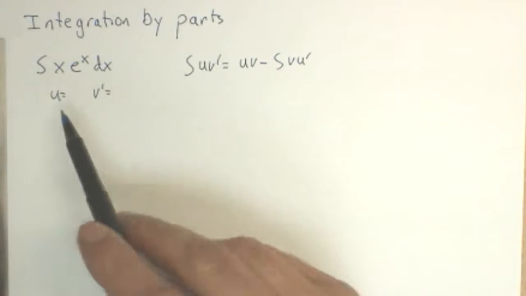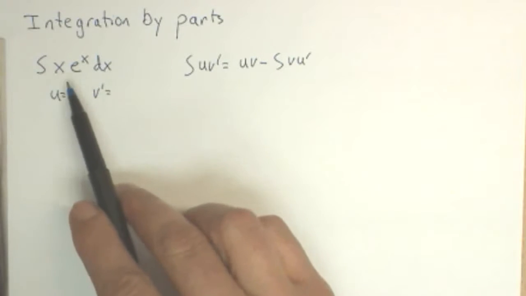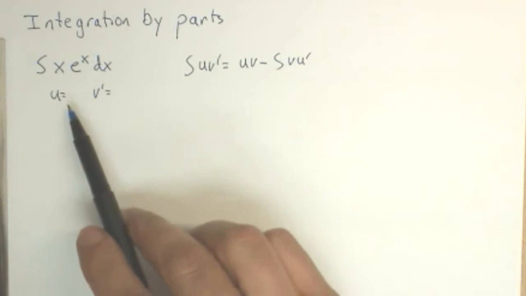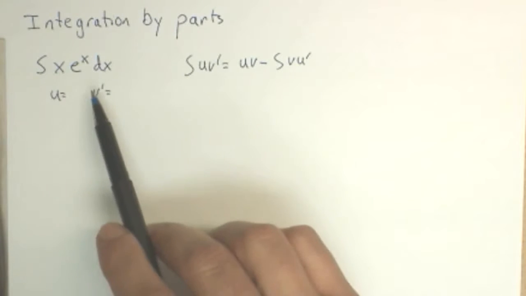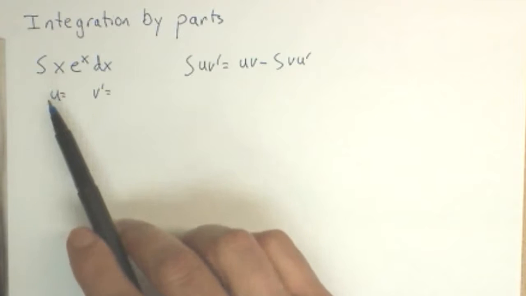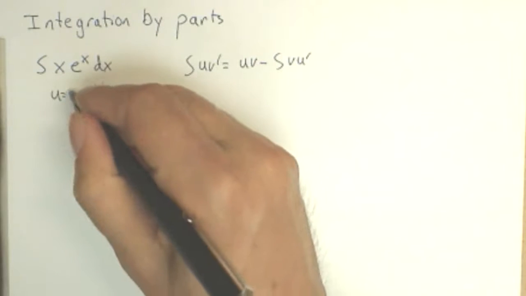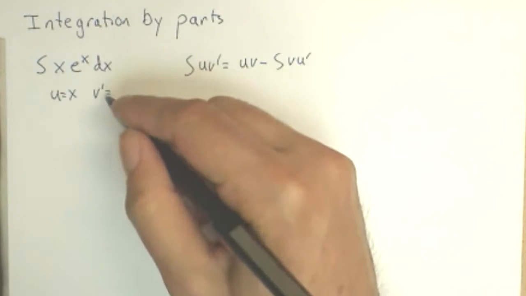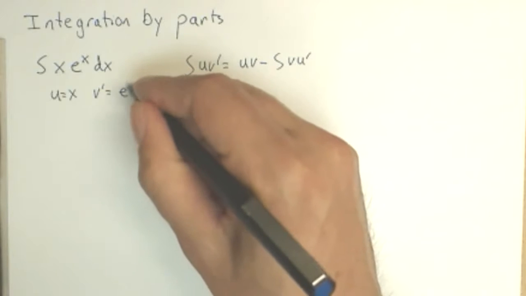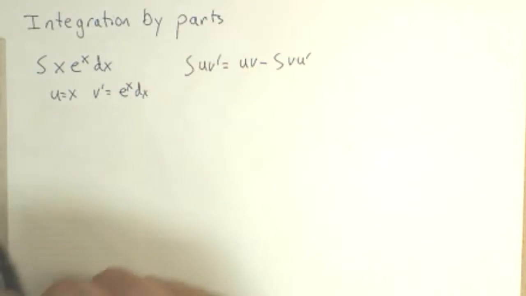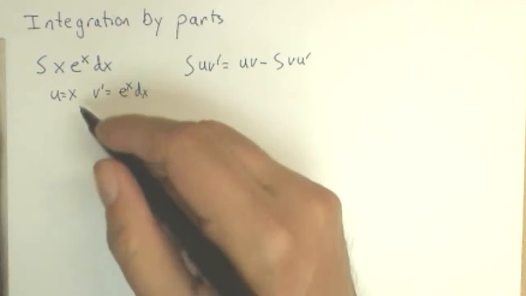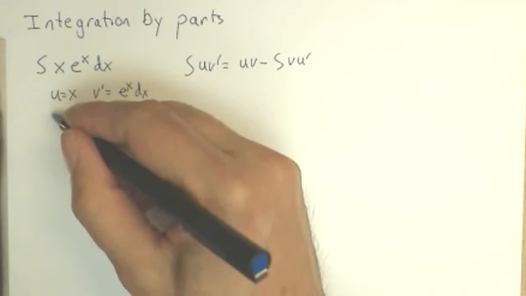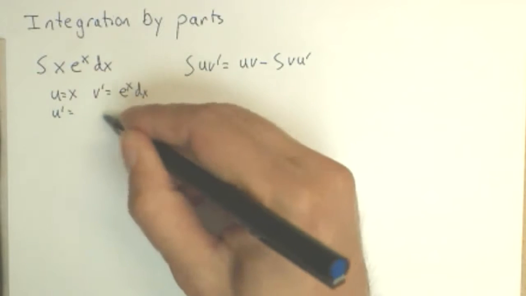Anything can be differentiated, so that's not a problem, but we want it to get simpler. Looking at this problem, if I take the derivative of e to the x, it's e to the x, which is the same, neither better nor worse. But if I take the derivative of x, it gets simpler. So I'm going to try x as my u choice first, and obviously v prime is going to be e to the x dx, the rest of the problem. You have to substitute out everything. Okay, so with that choice, we'll find u prime and v.